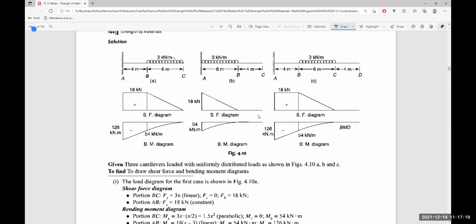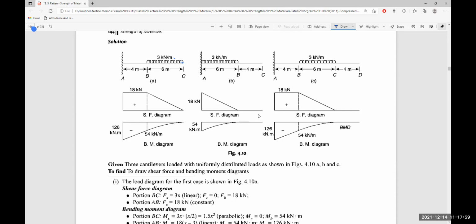The load is 4 meter at portion B, and then loaded from B to C with a distributed load of 3 kilonewton per meter over 6 meter. In the first case, shear force in portion BC, a section is taken at distance x. Fx is equal to 3x, linear, and Fc is equal to 0, Fb is equal to 18 kilonewton.